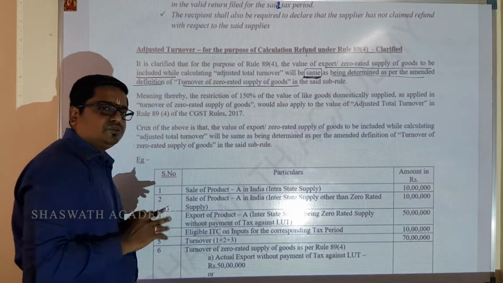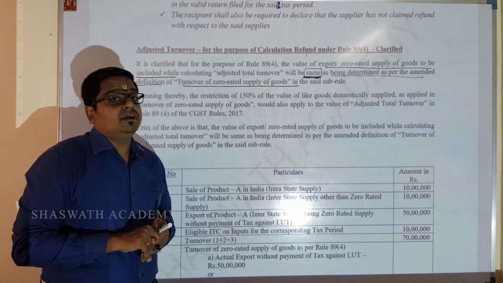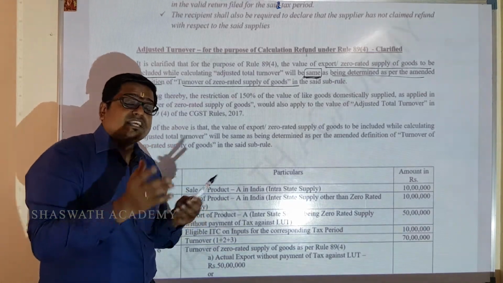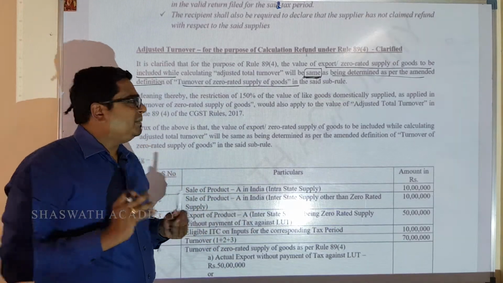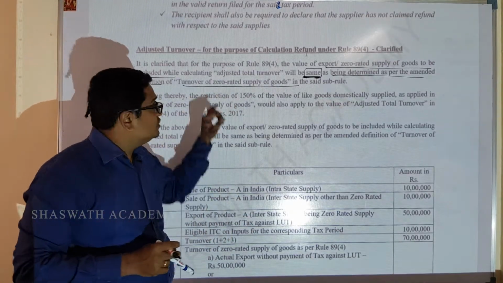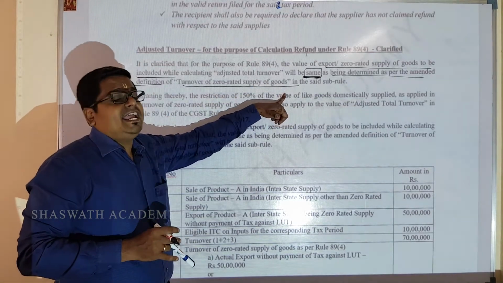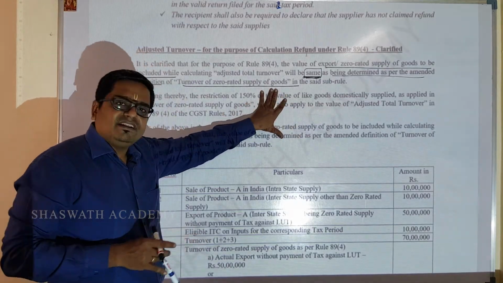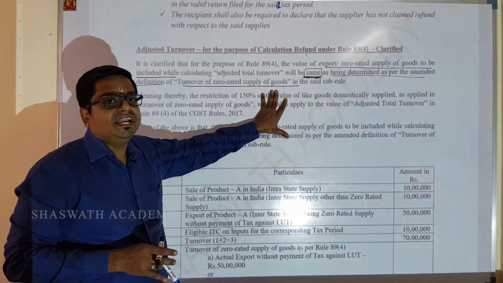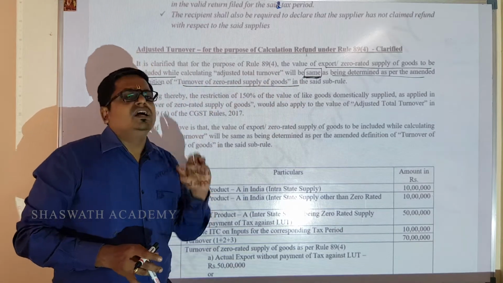This is a very important point. See, when we say turnover, it includes exports, intra, inter, everything; it will be inclusive. So for export transactions, what do we call zero rated supply of goods? Export of goods without payment of tax against LUT. When that transaction comes, what is the amended definition? What have they said in this amended definition?